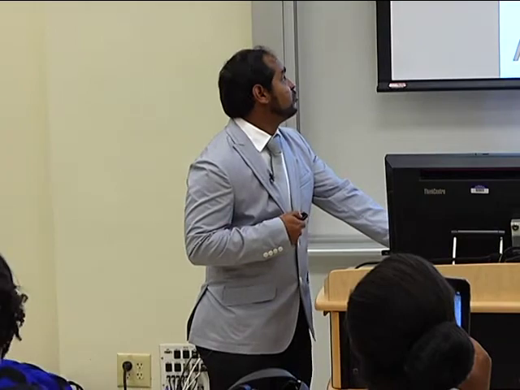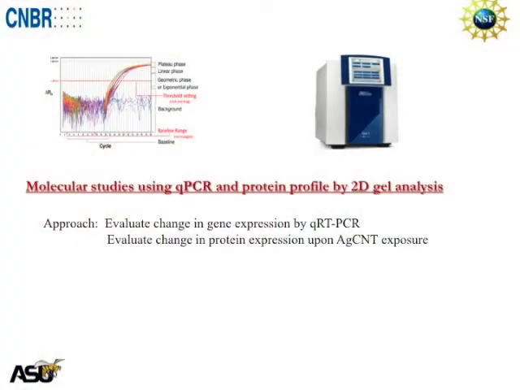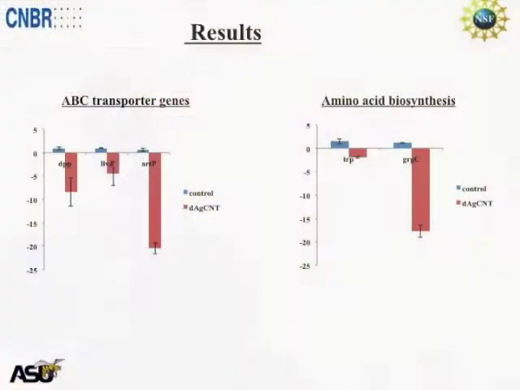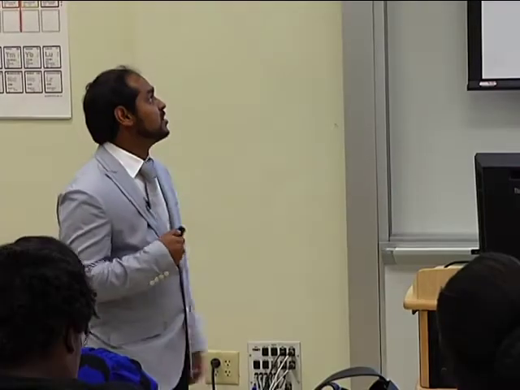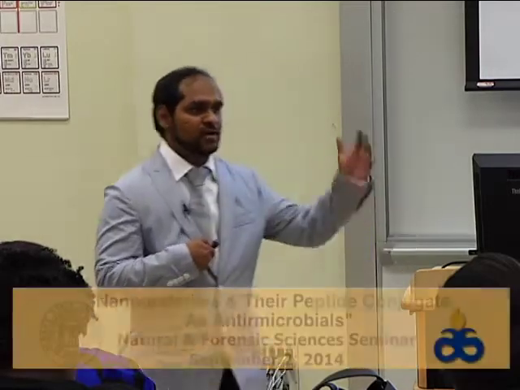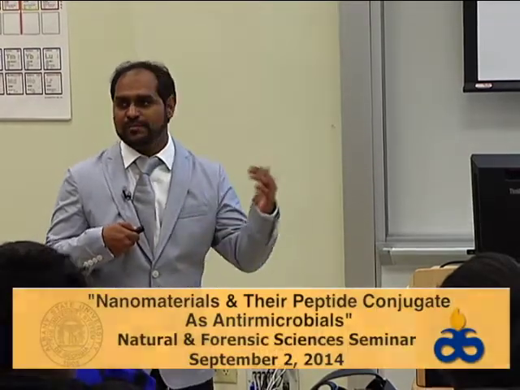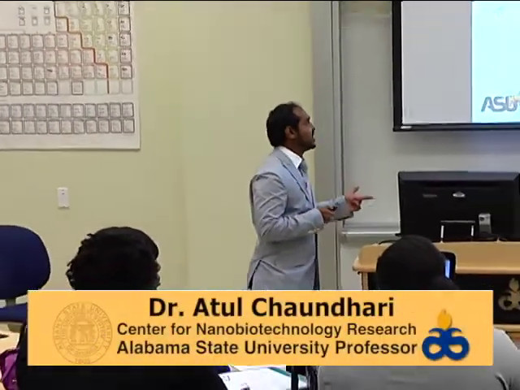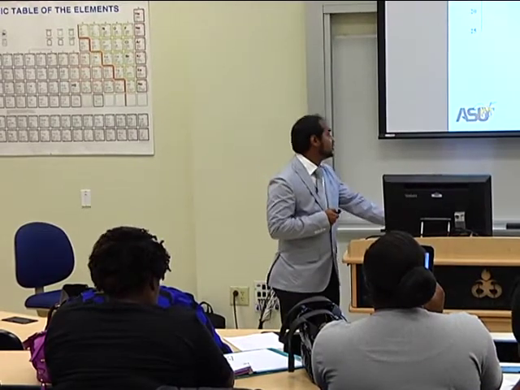Then we carried out qPCR in order to check what is happening at the gene regulation level. We picked some of the important genes which are involved in ABC transporter genes and amino acid biosynthesis, which show downregulation. The ABC transporter system is present on the membrane of the bacterial cell wall, which allows transport of different proteins across the cell membrane. Since the membrane was damaged in the treated group, the gene regulation was also found to be downregulated. And the same was the case for amino acid biosynthesis related genes.